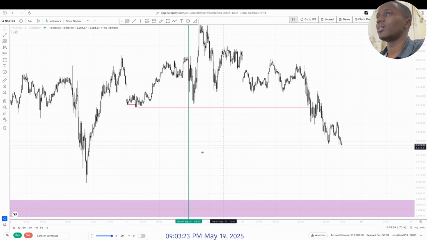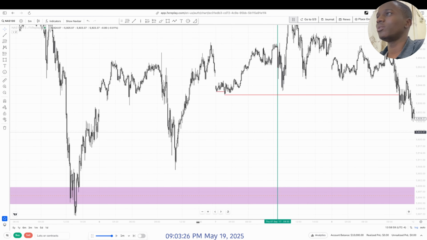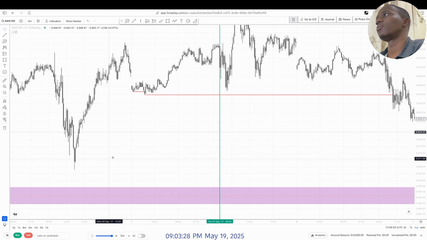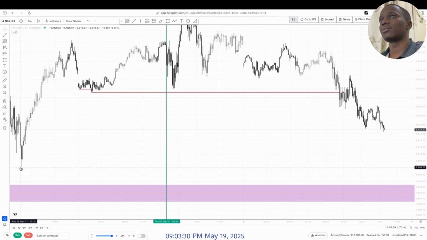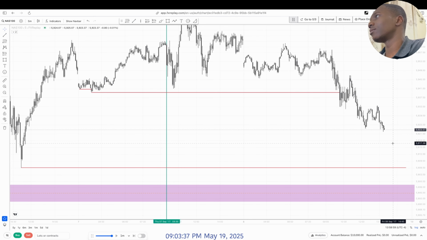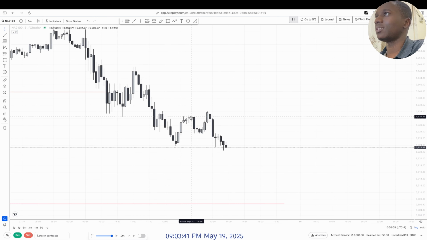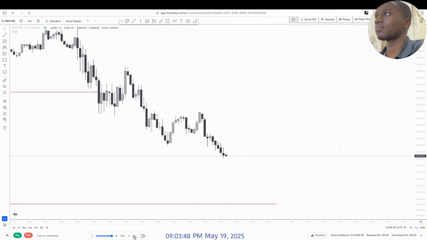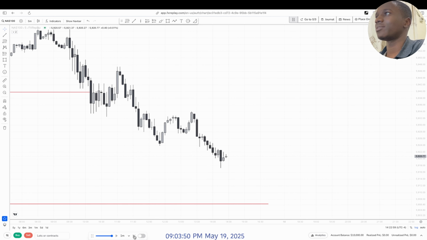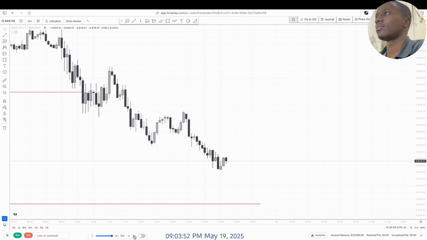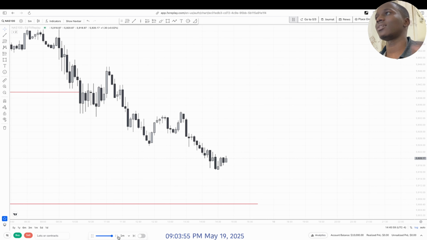So what next POI, level of liquidity, would we be looking for? It obviously would be this one right here. Let's mark it as well. You can see a high taken out, a shift in structure. Come on, just create a fair value gap we can enter from. It's simple as that.